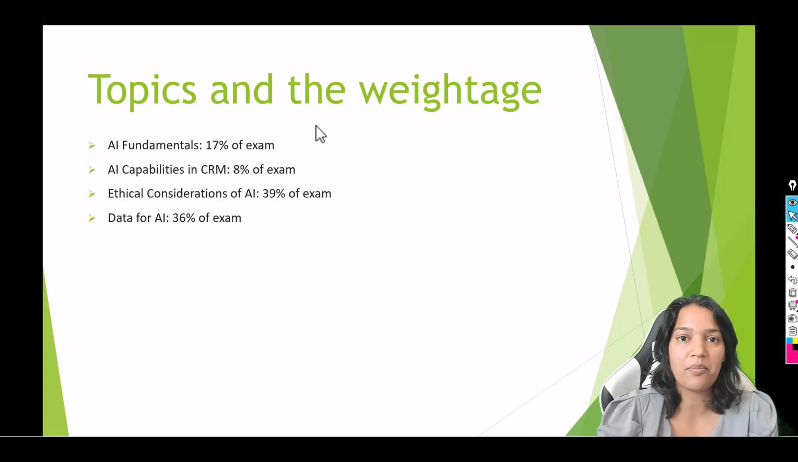Now the 2 main topics in this exam are the ethical considerations of AI, means how ethically we have to use AI because the power of AI is huge. Through AI you can do a lot of things, but you have to be ethical with all of that. And the other topic is the data for AI, how important the data is to feed the information to the AI so that it can predict better results, it can generate better results. So these 2 topics are the main meat, I would say, for the exam. So we would be focusing on these 2 topics more because that covers approximately more than 70% of the exam. So we have to be acting smart here.